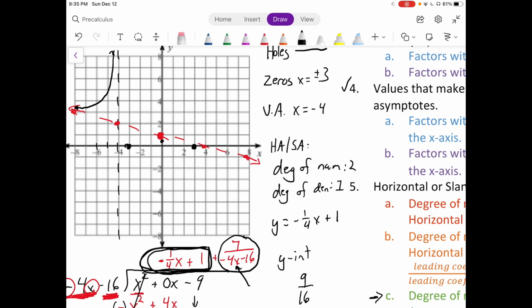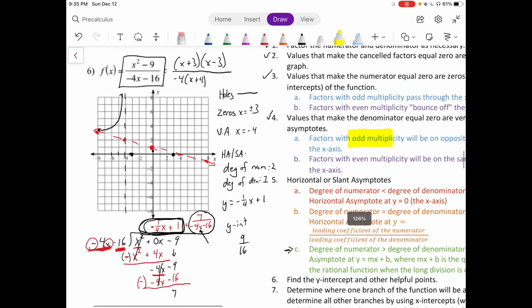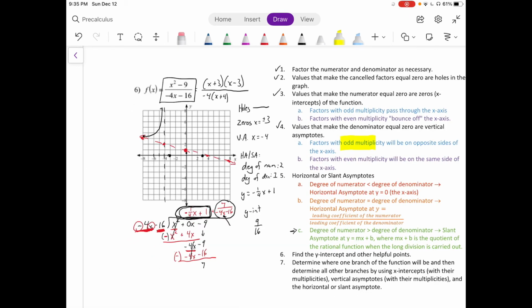Coming to the right of that vertical asymptote, we actually know this next part for 2 reasons. For vertical asymptotes, factors with odd multiplicity will be on opposite sides of the x-axis. And we're talking about x plus 4. The exponent is 1. 1 is odd. And so our graph is going to be on opposite sides of the x-axis. So to the left, it's going up. So we know that to the right, it's going down. So we can graph this here. It's got to hit this zero, which is another reason it has to go down. It's going to hit the y-intercept there at 9/16. It will go through that other zero, and then it will get closer and closer to the slant asymptote. And that is the graph of our function.